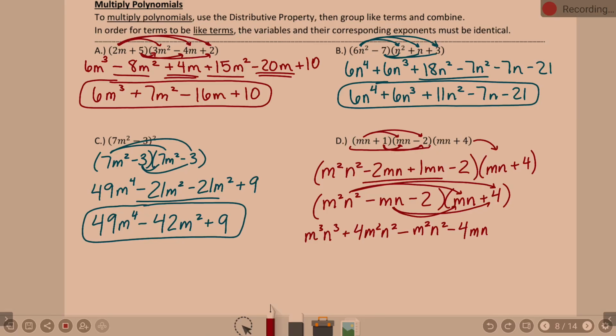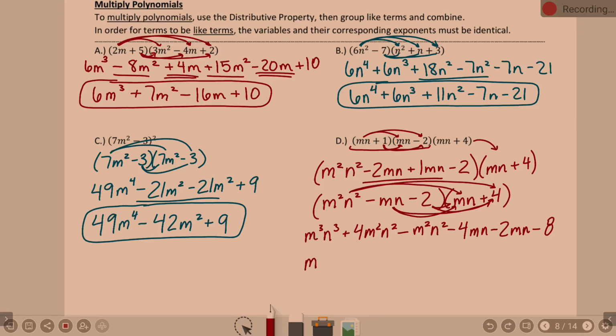And then distribute your negative 2. Negative 2 times mn is minus 2 mn, and minus 2 times 4 is minus 8. Okay? And we have some cleanup. There's a little bit of cleanup here, isn't there?